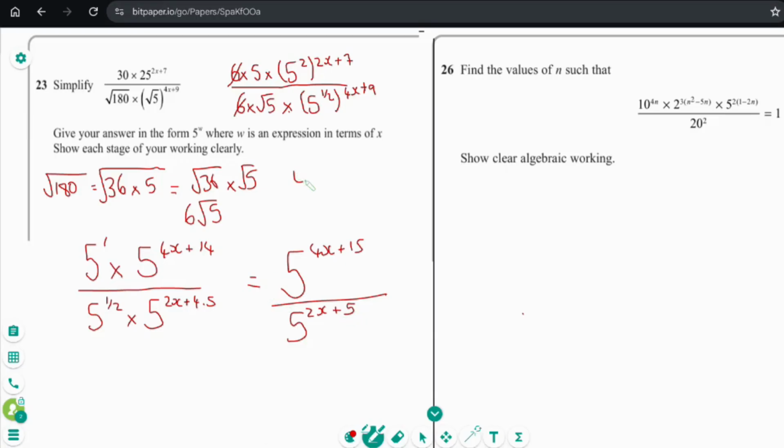Now I can subtract the powers, but let's just be careful because we're subtracting all of 2x plus 5. So we could have 5 to the power 4x take away 2x is 2x. And then 15 take away 5, positive 10.